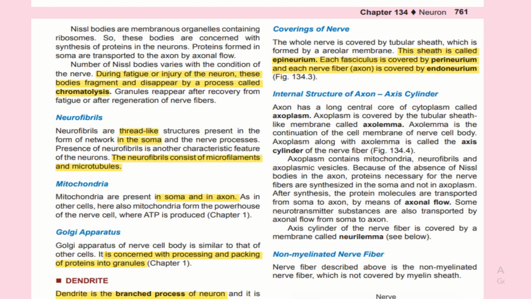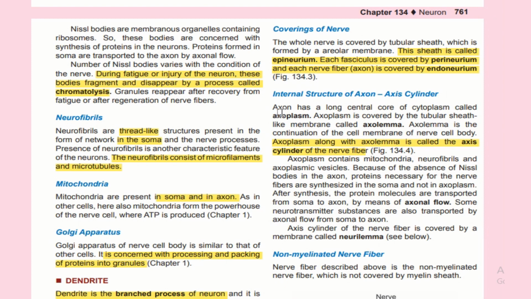The axon has a long central core of cytoplasm called axoplasm. The axoplasm is covered by a tubular sheath-like membrane called axolemma. The axolemma is the continuation of the cell membrane of the nerve cell body. The axoplasm along with the axolemma is called the axis cylinder of the nerve fiber.